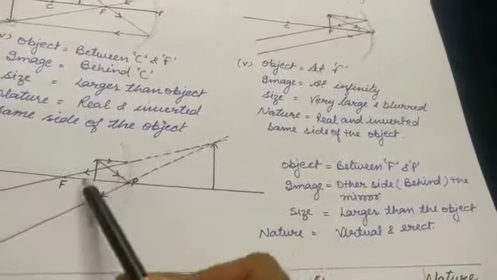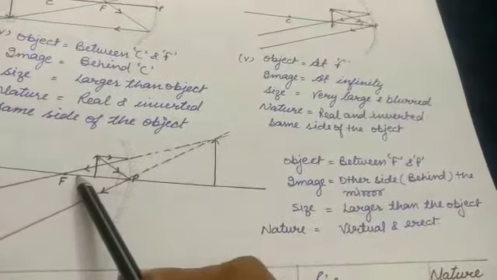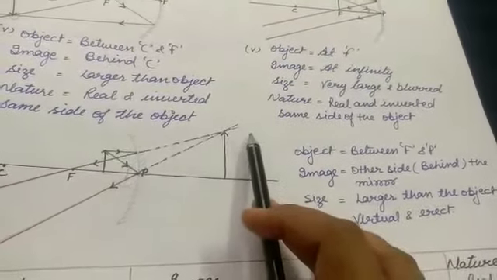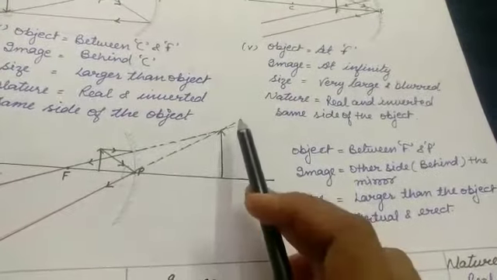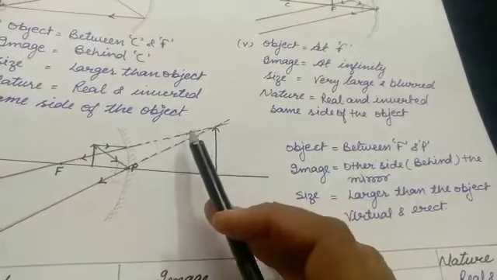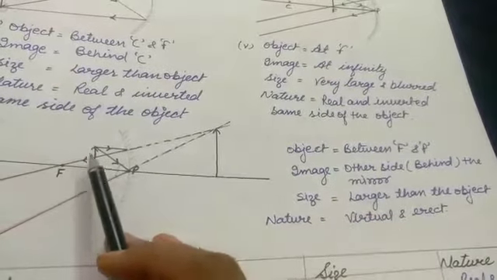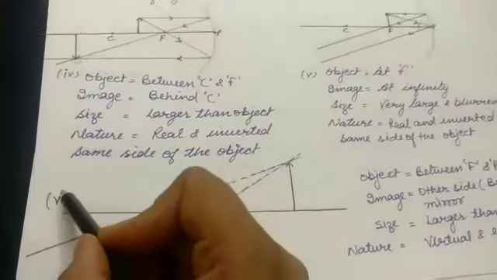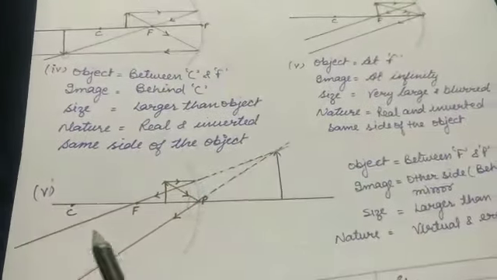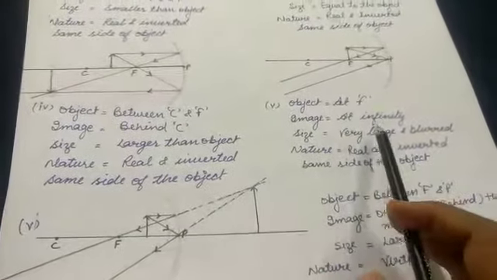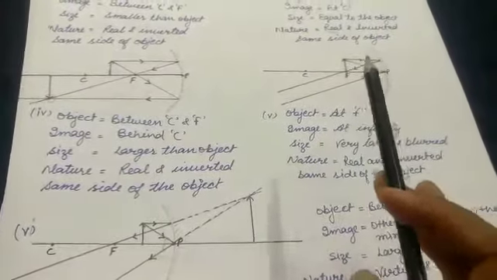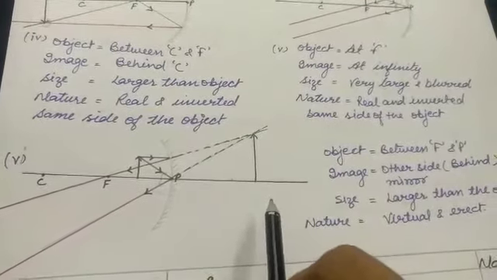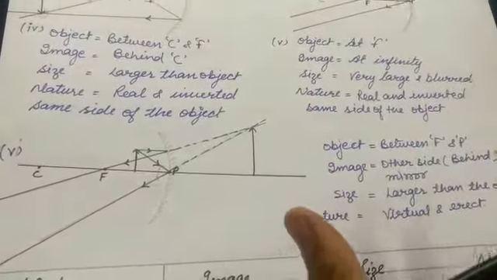The size, you can compare the size of the image. It is much larger than the object. And the nature: not real, it is virtual. We are imagining this to happen. So a virtual image is formed, and virtual images are always erect. They are straight, erect, just like the object. In this way we have seen in total 6 cases, and among these 6 cases, in 5 cases real images are formed which are inverted, and we can get them on the screen, and in the last case we get a virtual image which is present only inside the mirror.